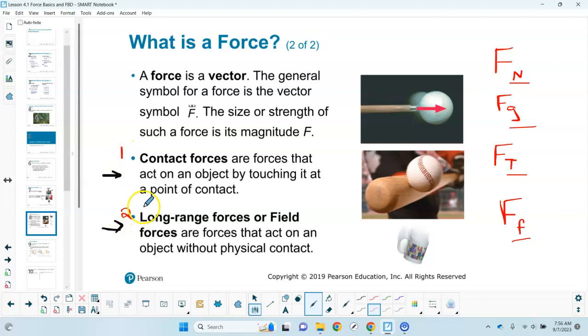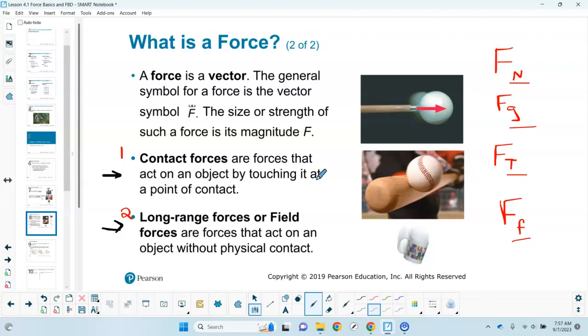The first one is called a contact force, and the word contact means touching, basically. So any forces that are directly two objects touching, that is considered a contact force. You can probably think of lots of contact forces. I will probably give you a question here about a contact force.